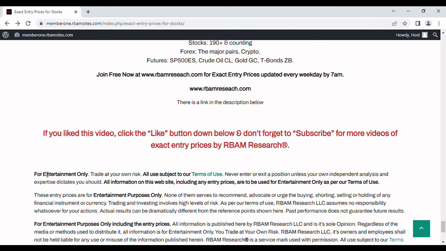Keep in mind, everything you see on our website, including the entry prices, is for entertainment purposes only. You definitely trade at your own risk. You should consult a financial advisor if you feel you need one. And again, you have to back up everything with your own independent analysis. You cannot use our prices blindly and just attempt to make a profit.